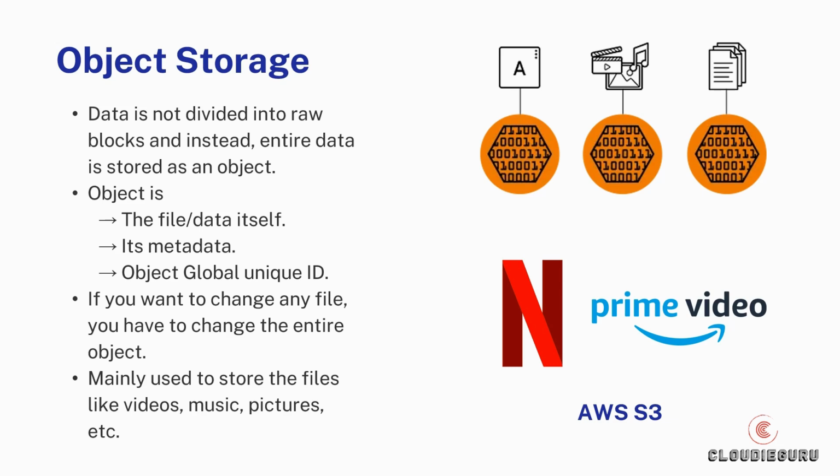If you want to change any file inside an object, then the entire object gets changed. Object storage is mainly used to store files such as videos, music, photos, and others. Netflix and Amazon Prime Video both use Amazon's object storage, which is Amazon S3, or Simple Storage Service.